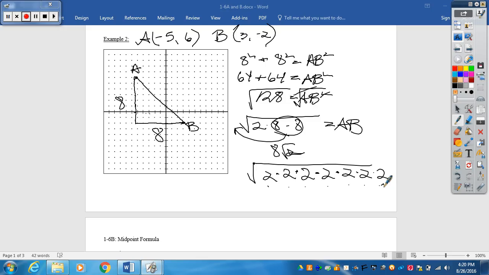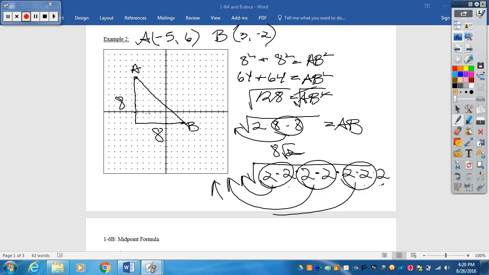Okay? Now, I said every duplicate comes out from underneath the radical. Boom, out from underneath. Out from underneath. Out from underneath. Okay? Now, you may be asking yourselves, I've got a 2 here, I've got a 2 here, and I've got a 2 here.